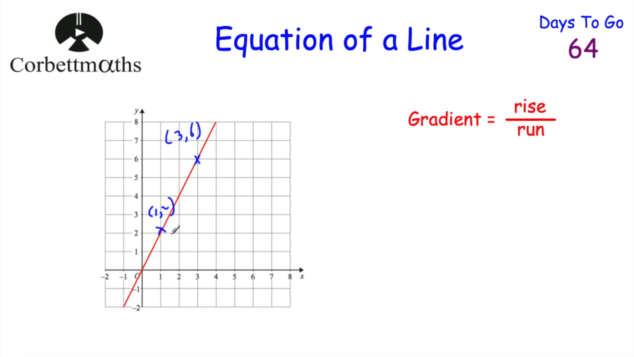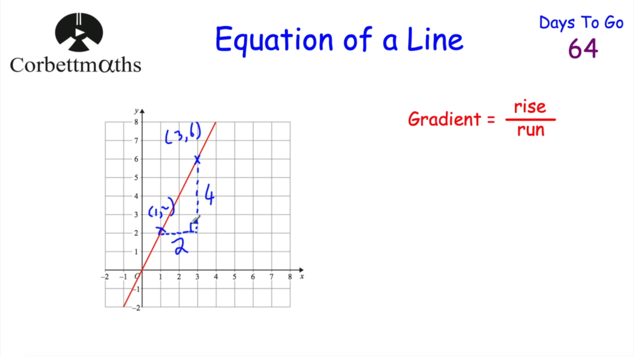Now what we're going to do is make a little right angle triangle. So we're going to go across and we're going to go up. The distance across is what we call the run. We're going from 1 to 3, so the run would be 2. We're going 2 units across. And in terms of the rise, well, we're going from a height of 2 up to a height of 6, so the rise would be 4.